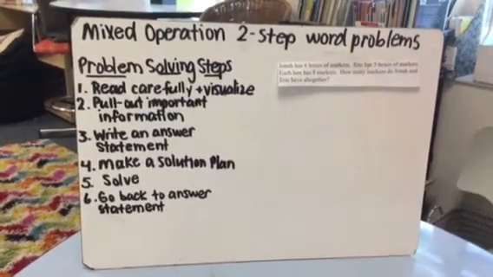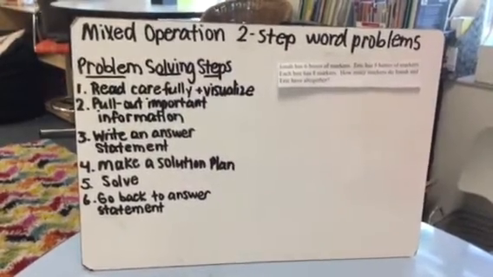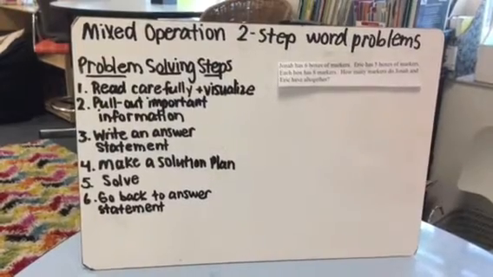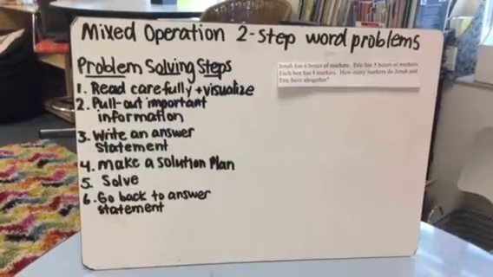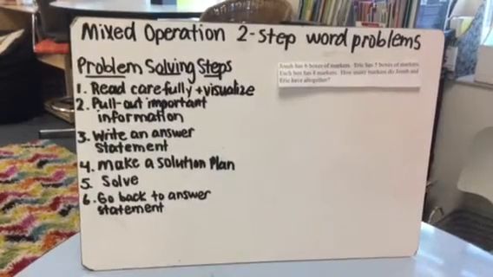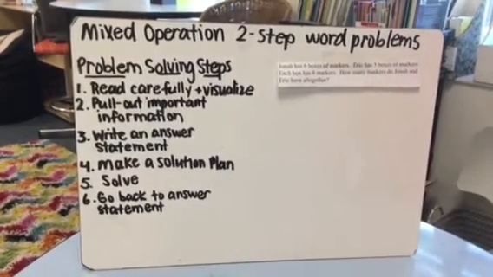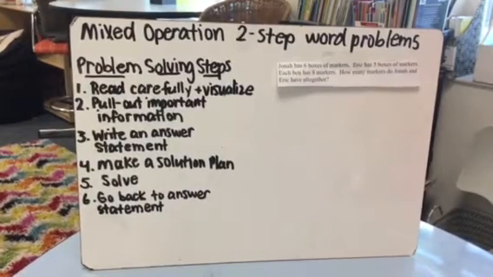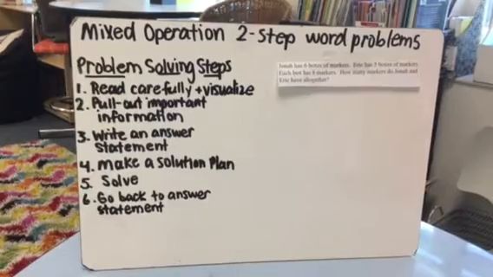Today we will be talking about mixed operation two-step word problems. When we say mixed operation, we'll be talking about using any one of the four operations of addition, subtraction, multiplication, or division to solve a word problem that requires two steps. So students will be doing two equations or two operations.